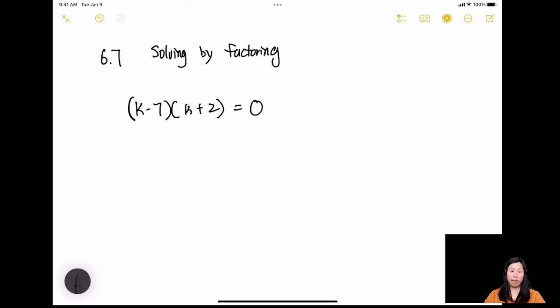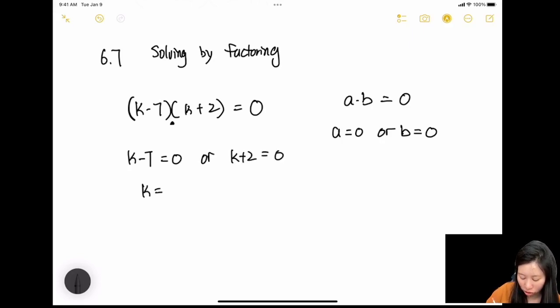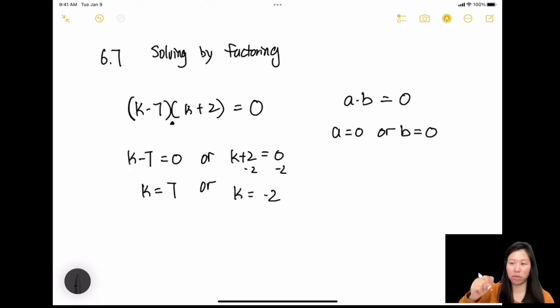First of all, we know the zero product rule. That means if a times b equals 0, then either a equals 0 or b equals 0, because 0 multiplied by anything equals 0. Because this is two factors multiplied, either k minus 7 equals 0 or k plus 2 equals 0. So k is either equal to 7, when you add 7 on both sides, or you subtract 2 on both sides, and I have k equals negative 2.